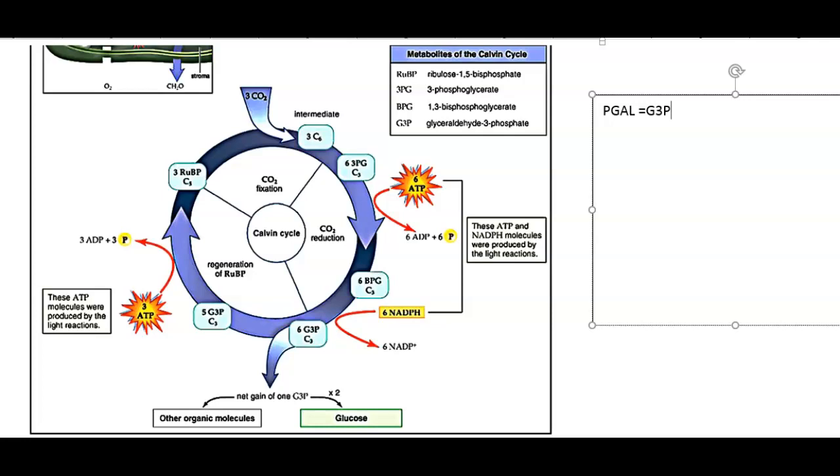So P-gal, phosphoglyceraldehyde. And just another way to look at it, G3P, glyceraldehyde 3-phosphate. And notice over here, it has 3 carbons. So let's see if I can draw it here. Right here. So carbon, another carbon, 3 carbons, and a phosphate. And let me make these capital C's.